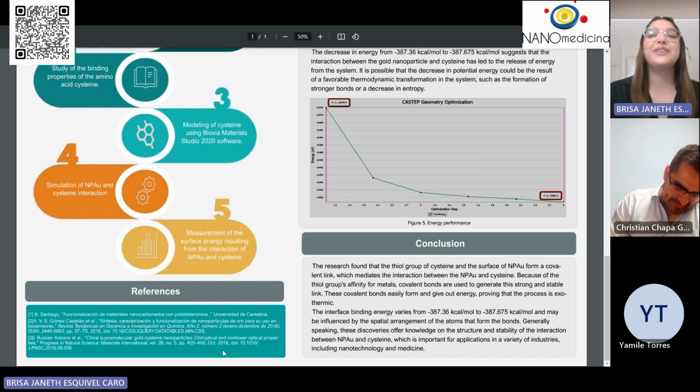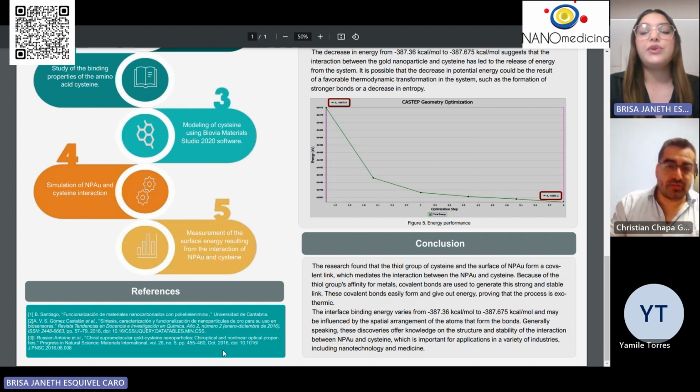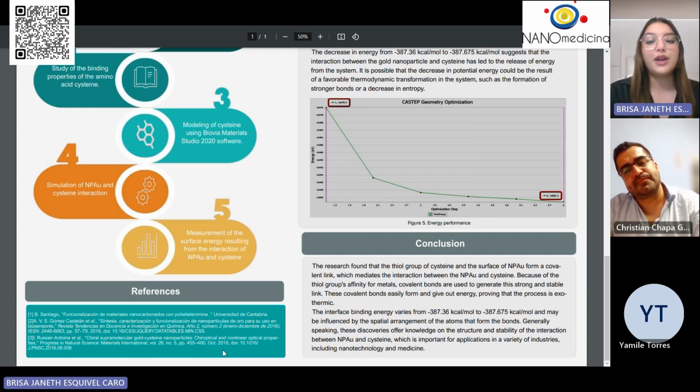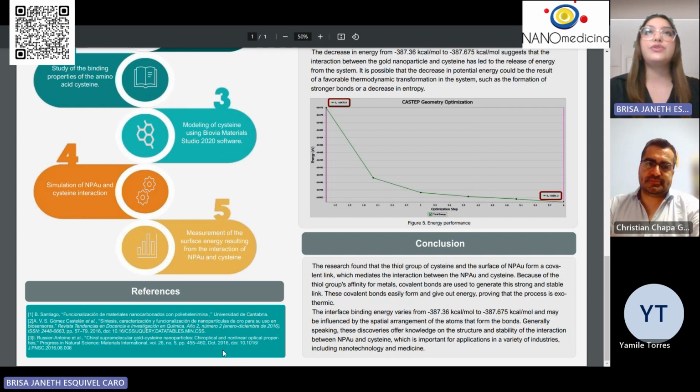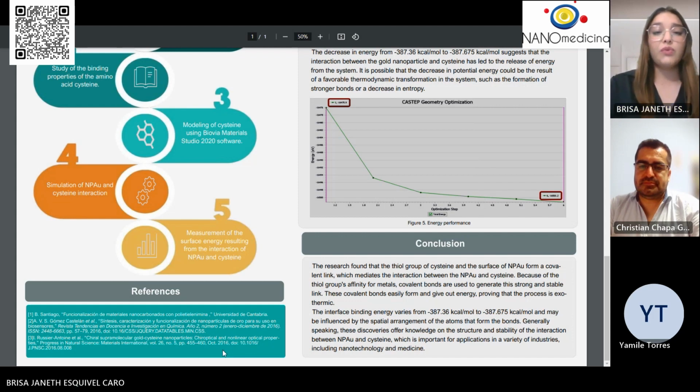Conclusion. The research found that the thiol group of the cysteine and the surface of the gold nanoparticle form a covalent link which mediates the interaction between the gold nanoparticle and the amino acid. Because of the thiol group's affinity for metals, covalent bonds are used to generate this strong and stable link. These covalent bonds easily form and give out energy, proving that the process is exothermic. The interface bond energy ranges from minus 387.36 kilocalories per mole to minus 387.675 kilocalories per mole. These results indicate the energy released during the process, confirming that the reaction is exothermic.